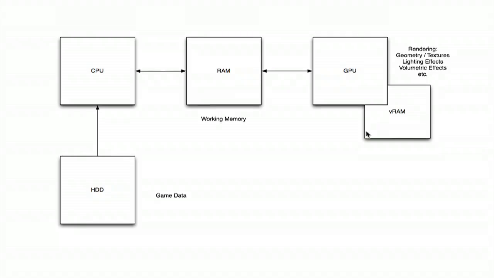So that geometry is calculated by the GPU, and the textures are images which have to be kept on hand at all times and manipulated, moved around very quickly onto that geometry by the GPU. So to store those textures, RAM isn't fast enough. So the GPU needs its own onboard RAM, and that's VRAM, or dedicated memory.